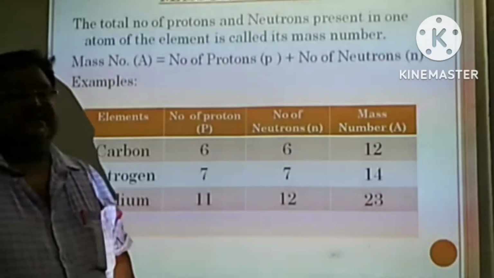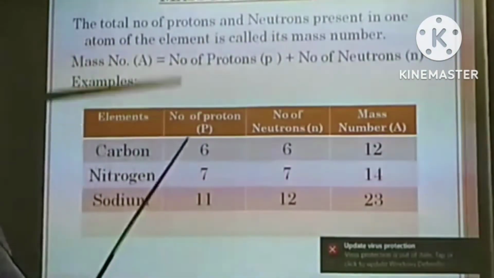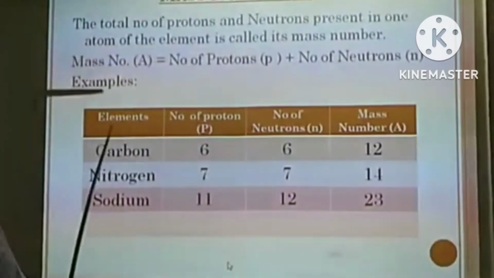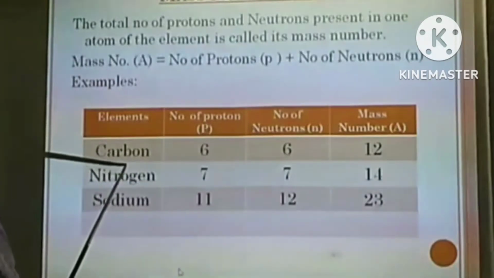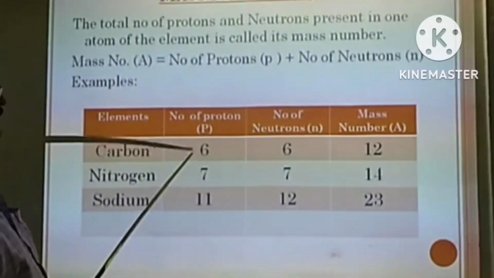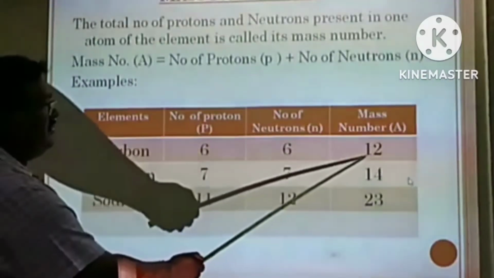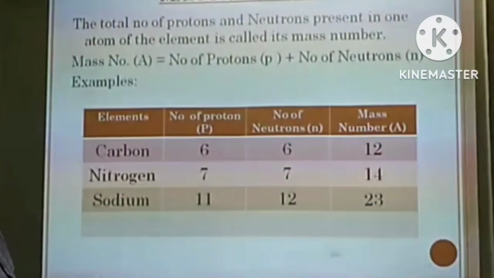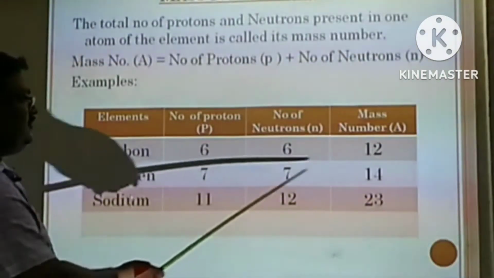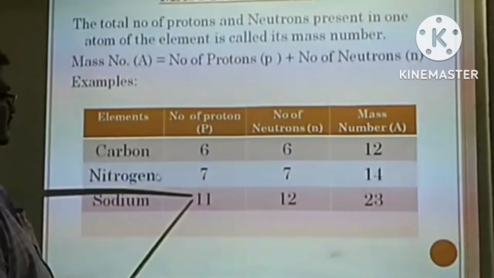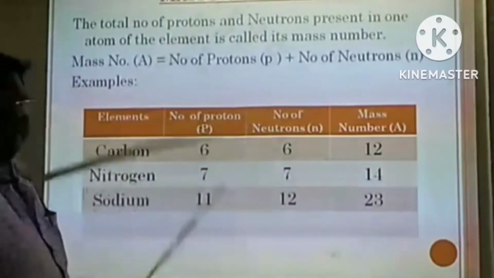Next is mass number. The total number of protons and neutrons present in one atom of the element is called its mass number. So mass number equals number of protons plus number of neutrons. Carbon has 6 protons inside the nucleus and 6 neutrons, so the sum total of protons and neutrons comes to be 12. So इसका जो mass है 12 है. Similarly, नाइट्रोजन का mass 7 proton plus 7 neutron, 14. Sodium contains 11 protons but 12 neutrons, so the mass is 23 here.